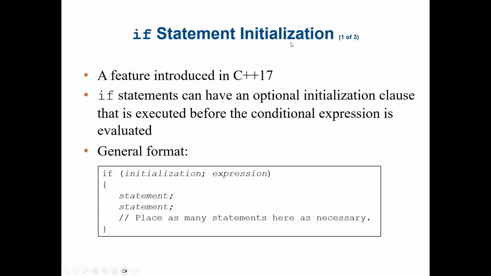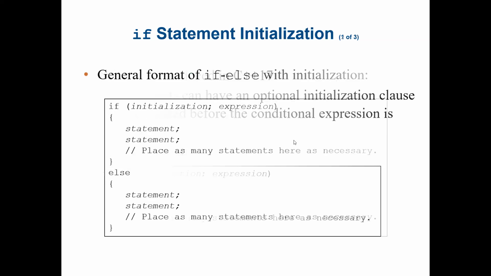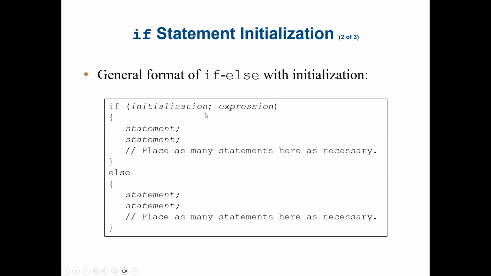So if-else initialization is another feature that was introduced in C++17. Here we say an if statement can have an optional initialization clause that is executed before the condition expression is evaluated. So you can see we're going to have an initialization here, some variable, then the expression will be checked. If it's true, then we execute the statement. So let's see an example here: if initialization, expression, else another statement. So we can use it as only if, or we can use it as if else.